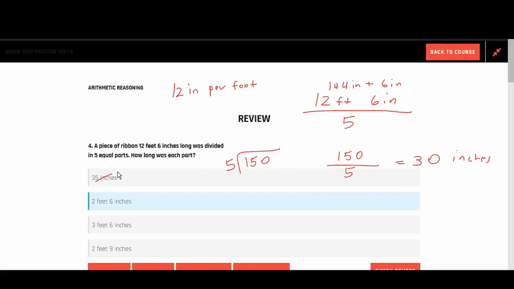We do not see that as an answer choice. As we take a look at our answers, we can see that they're in feet and inches. So again, we have to know there are 12 inches per foot. Again, 12, 24, 36. This is 1 foot. This is 2 feet. This is 3 feet. So we can see 30 is between 24 and 36. So this is going to be 2 feet, 6 inches, which is right there.